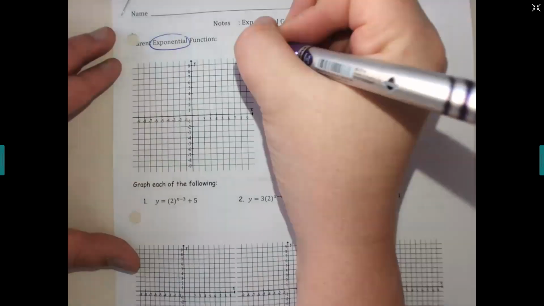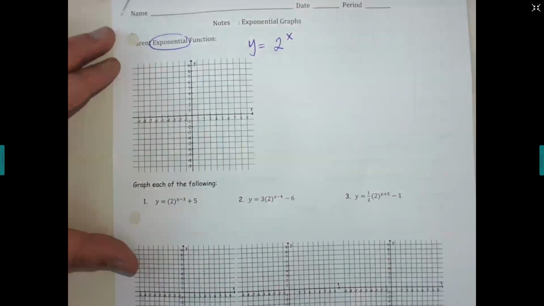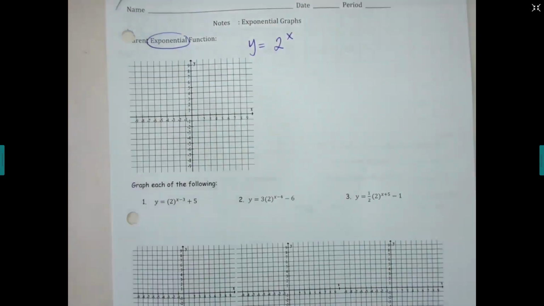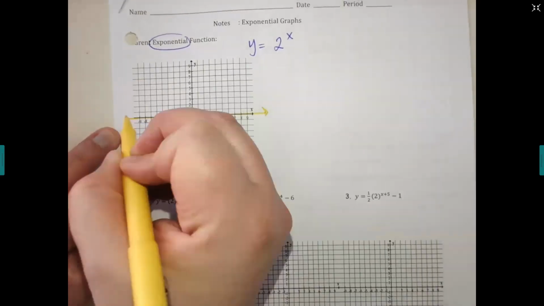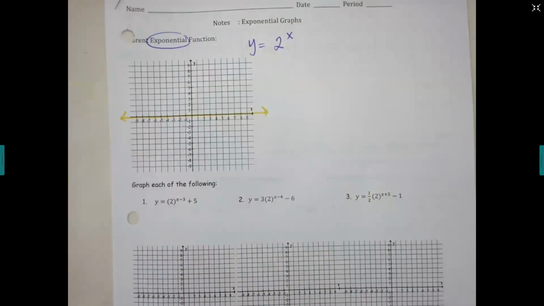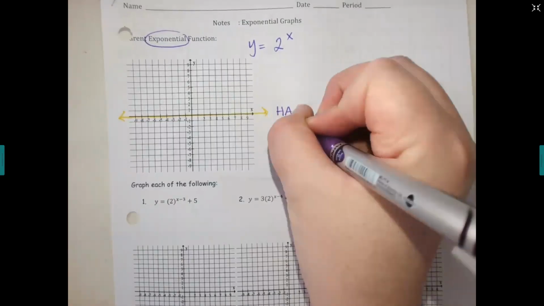So the parent function is going to be y equals 2 to the x, where 2 is the base and x is the exponent, so it's like a superscript. Okay, so here's what the graph looks like. First thing I want you to do is draw in a horizontal asymptote at y equals 0. Your graph will never touch 0. So I'm going to put here HA, y equals 0.